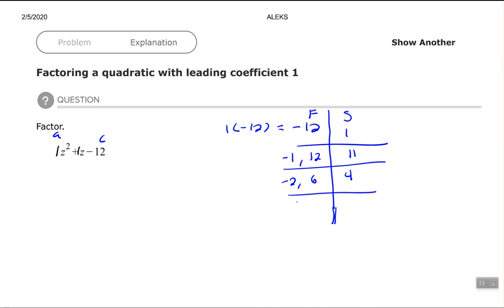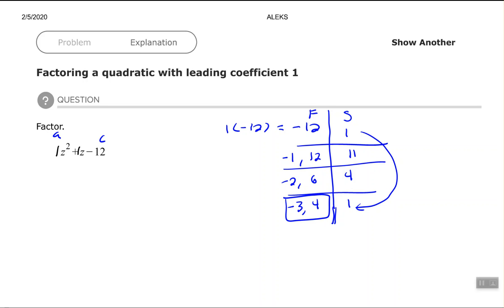3 will go into 12. 12 divided by 3 is 4. So negative 3 and positive 4. Negative 3 plus 4 is positive 1. That's what we were looking for. So those are the two numbers that we will use.